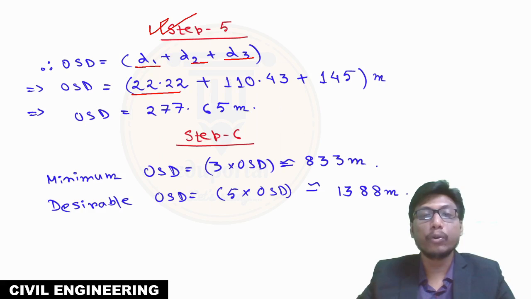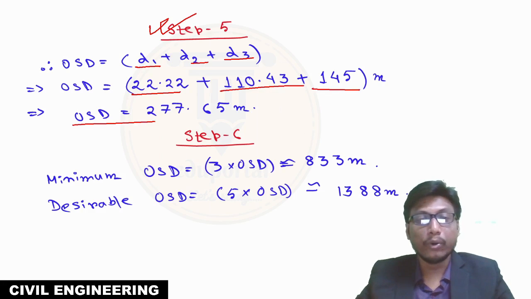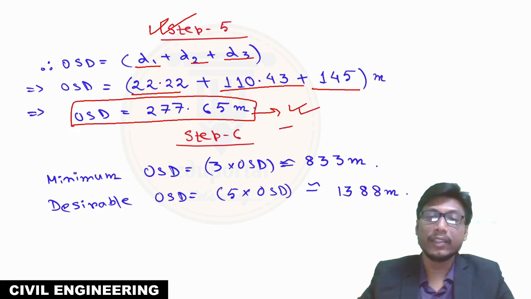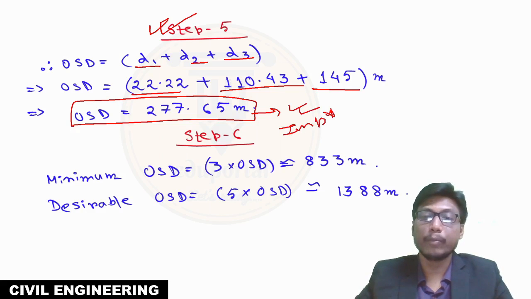So 22.22 plus 110.43 plus 145. So OSD, that is the overtaking side distance, is coming as 277.65 meters. So it is a very important question.